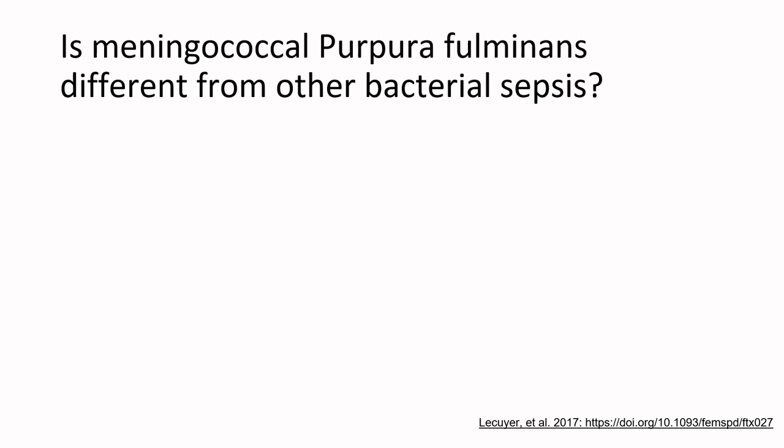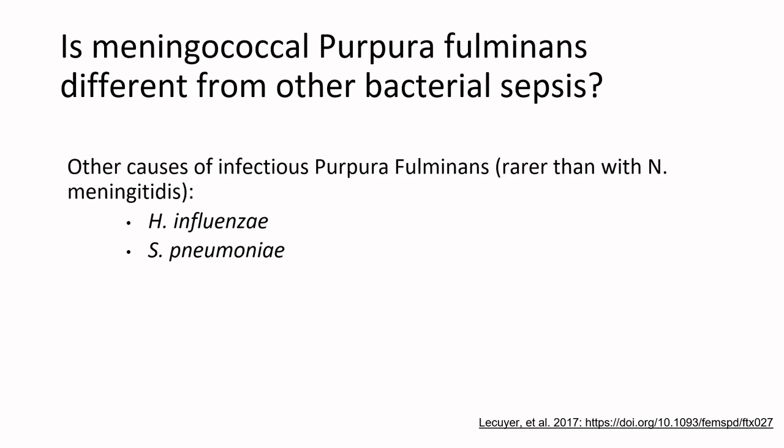Do we see purpura fulminans only with Neisseria meningitidis? And the answer is no, actually not. We also see it with other bacteria, namely Haemophilus influenzae and Streptococcus pneumoniae seem to be important here. However, for those, it's much rarer that we see this purpura fulminans. For Neisseria meningitidis, I've read different numbers, but it seems to be at least 25% upwards. For these others, it seems to be much rarer.